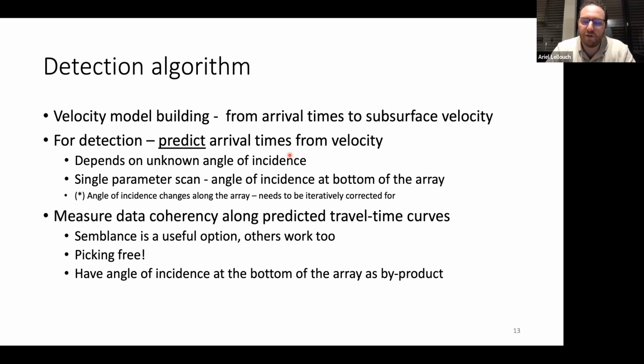So what we're going to do is basically look at our data, predict the travel times for a given angle of incidence, and apply some time shift to the data based on this prediction. And if we got it right, things should be flat. Things should be coherent after we apply this time shift. This method is good because it's picking free. And when you're looking at continuous DAS data, picking can be a pain. We're talking about a lot of data, and quite noisy on the individual channel level. And as a byproduct, we're going to get the angle of incidence at the bottom of the array.